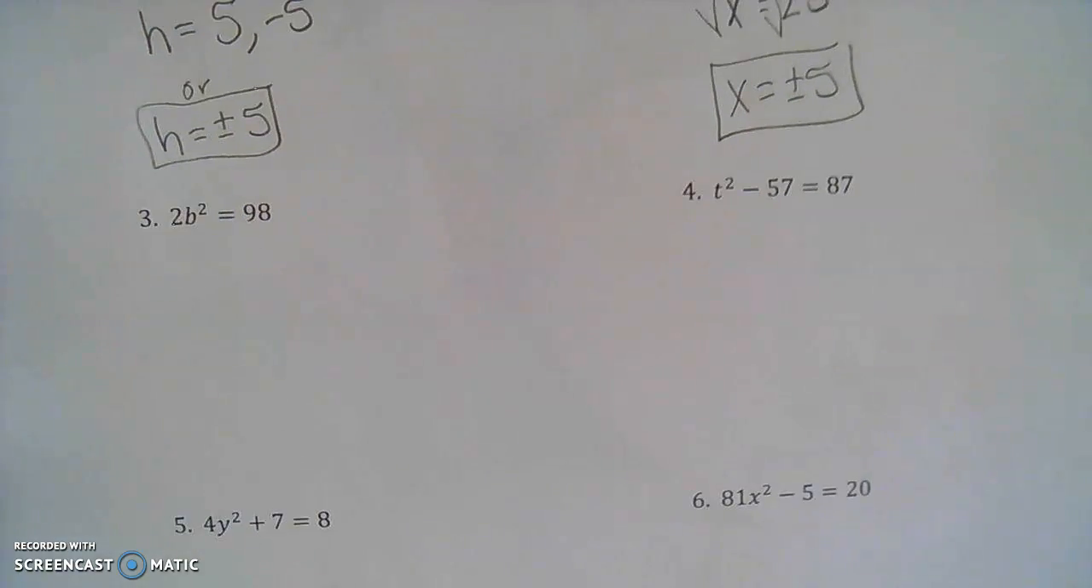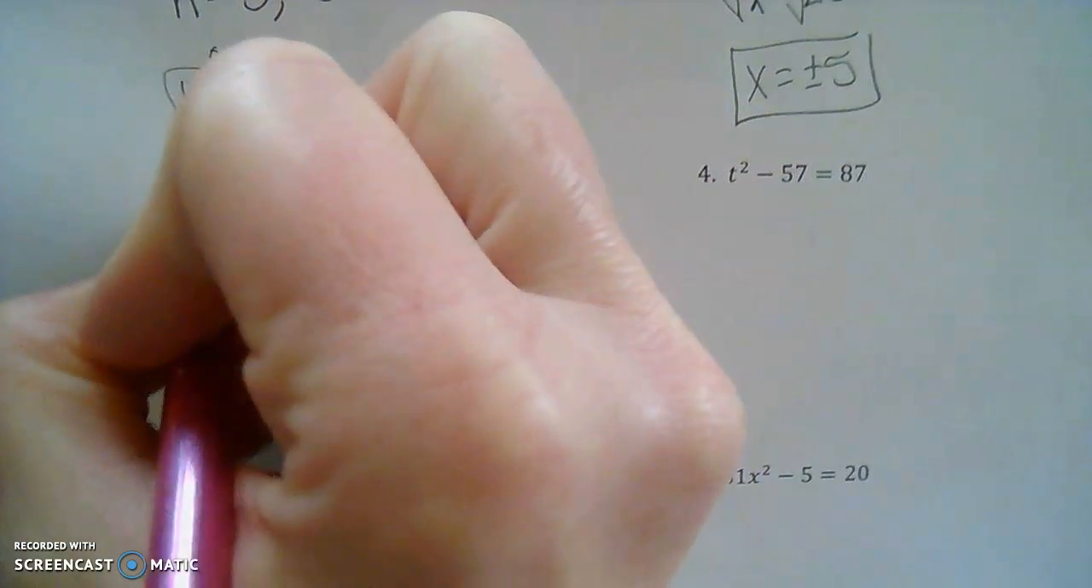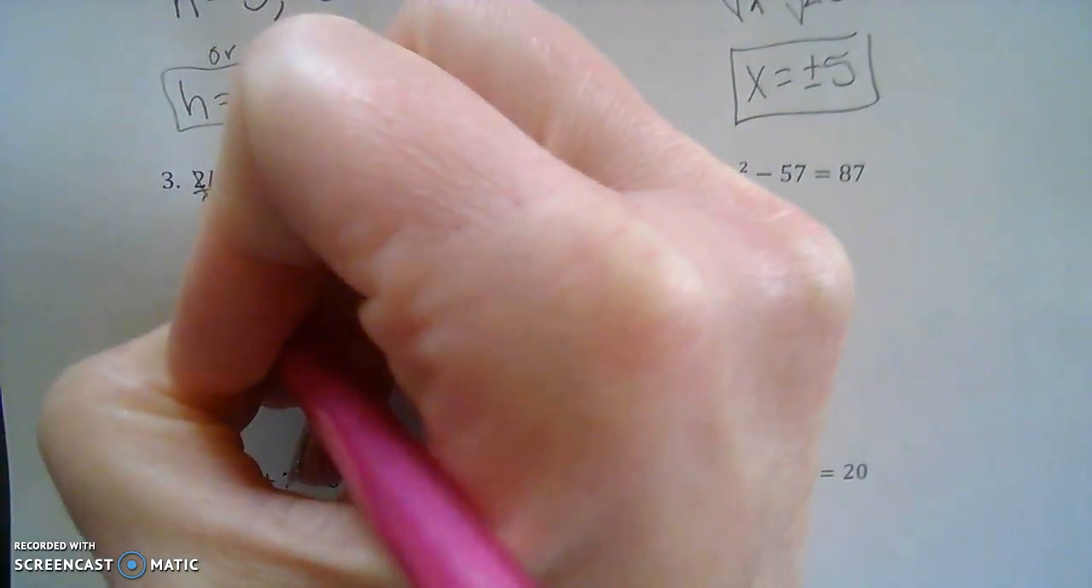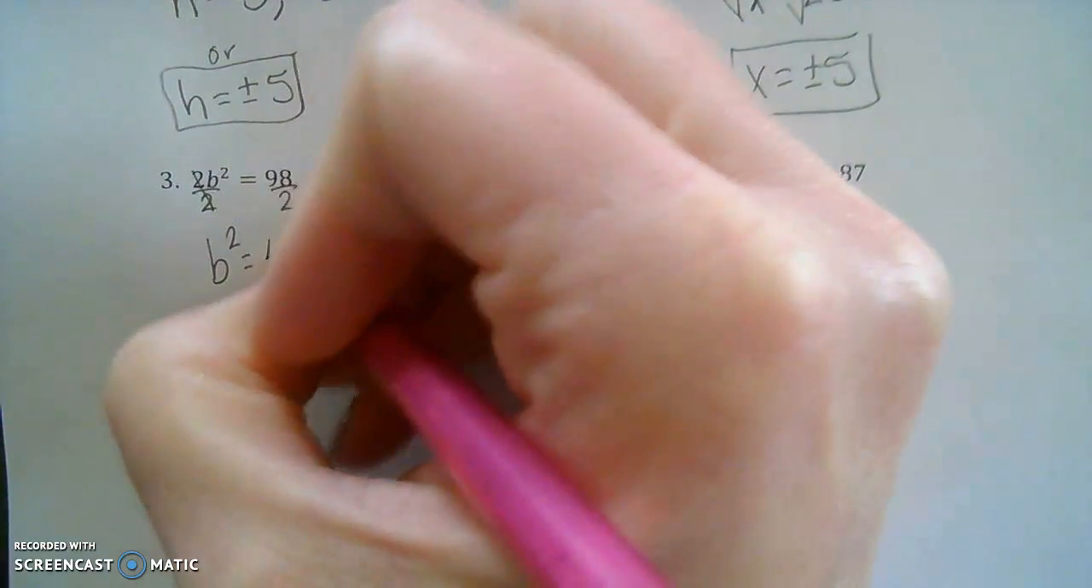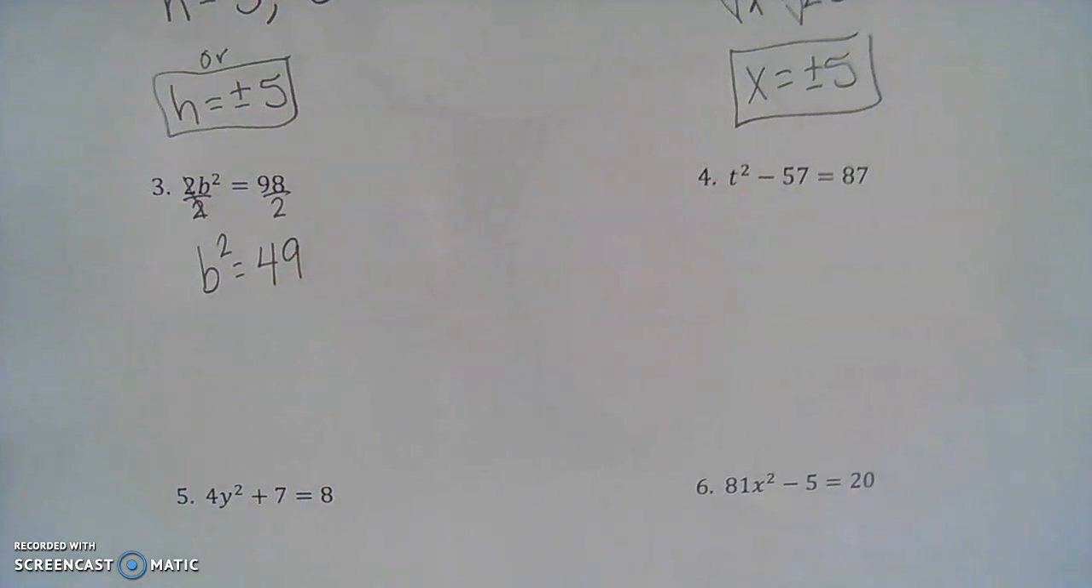Number 3, we have 2 times b squared, so we need to get rid of the 2. Divide by 2, b squared equals 98 divided by 2 is 49. Again, have that perfect square sheet with you. It'll make it a lot easier because most of these are going to have perfect squares in them. Not all, but most of them.